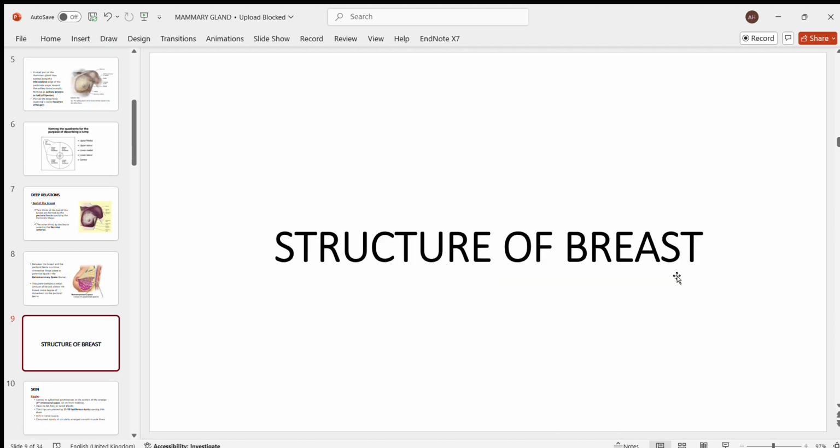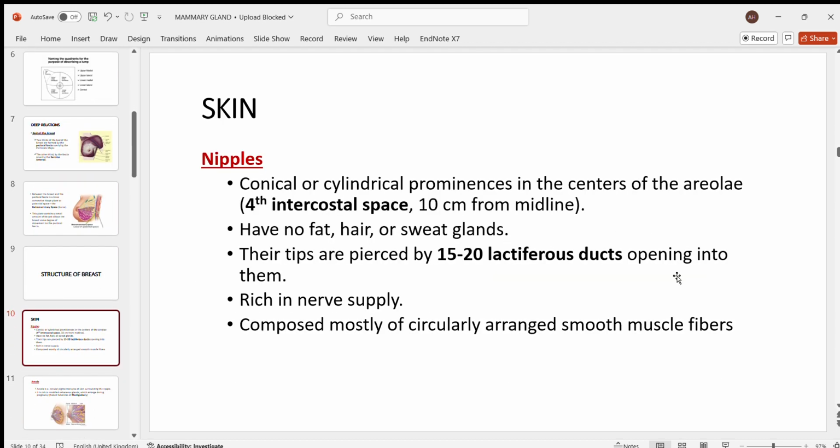Now we'll come to the structure of the breast. The structure of breast has three things. We'll discuss it in three domains. One is skin, one is parenchyma, and one is stroma. So first of all, we'll discuss skin. Skin has nipples and areola.